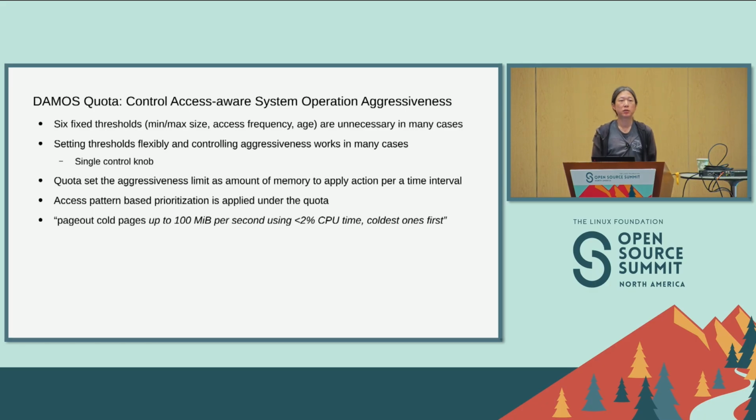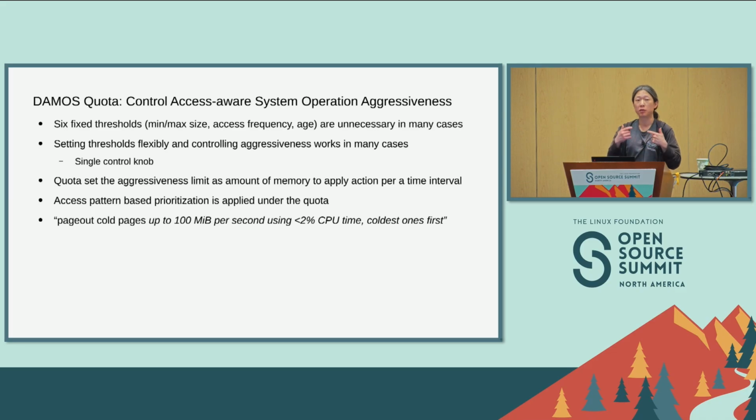That is, the quota feature sets the aggressiveness limit as the amount of memory that DAMOS can apply a given action to per user-specified time interval. For example, we can ask DAMOS to page out cold pages up to only 100 megabytes per second, using up to 2% CPU time.